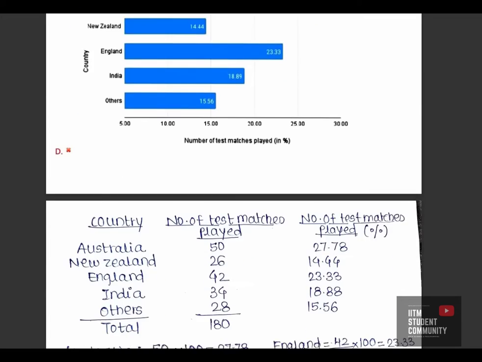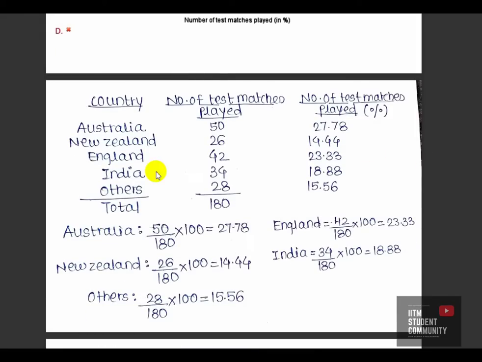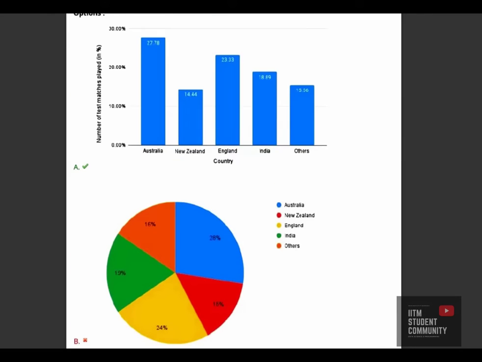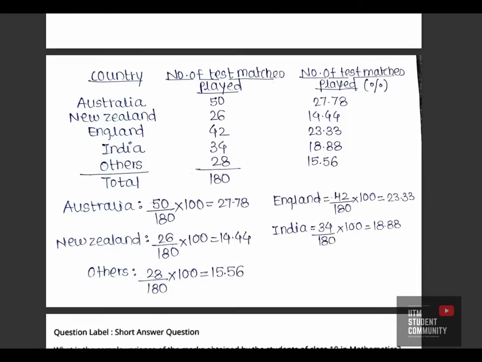Okay, now first of all what we'll do is we'll convert the data into percentage. Since you can see here the pie chart has been represented in percentage, the bar chart has been represented in percentage. So we do it by dividing by total value and then multiplying by 100. So now we get the percentage for Australia to be 27.78, New Zealand to be 14.44, England to be 23.33, India to be 18.88 and others to be 15.56.